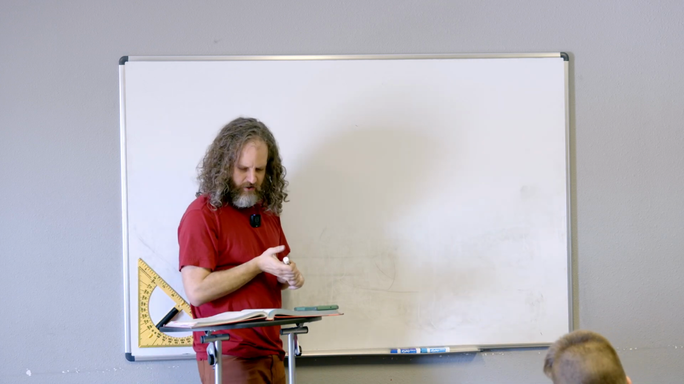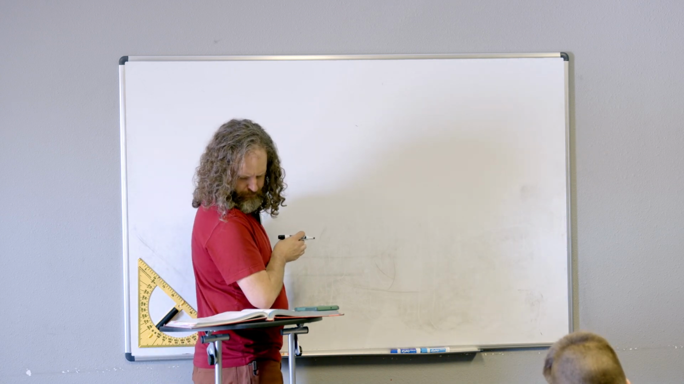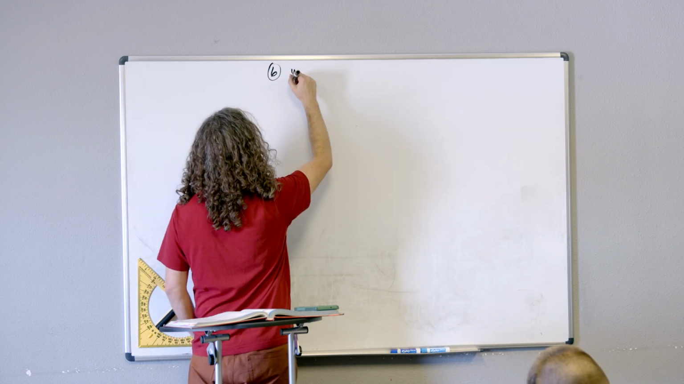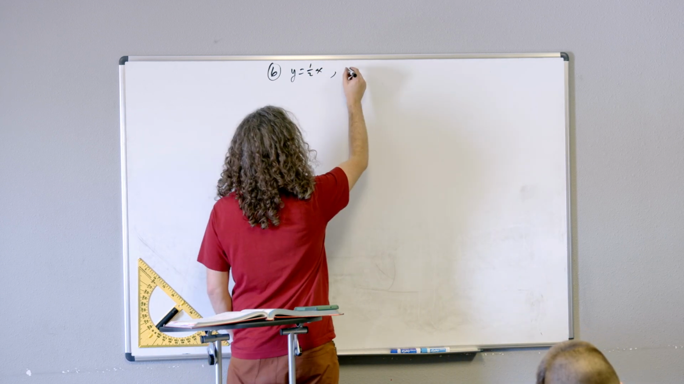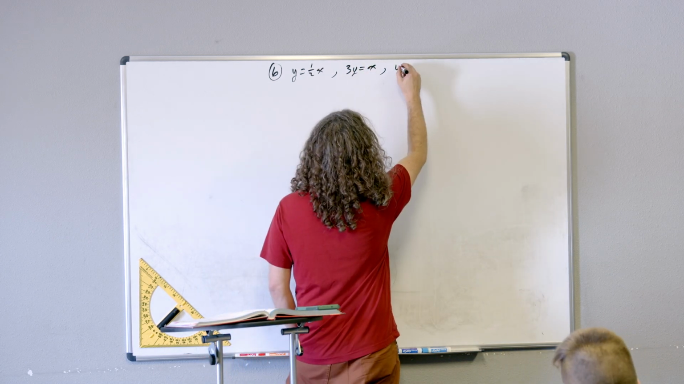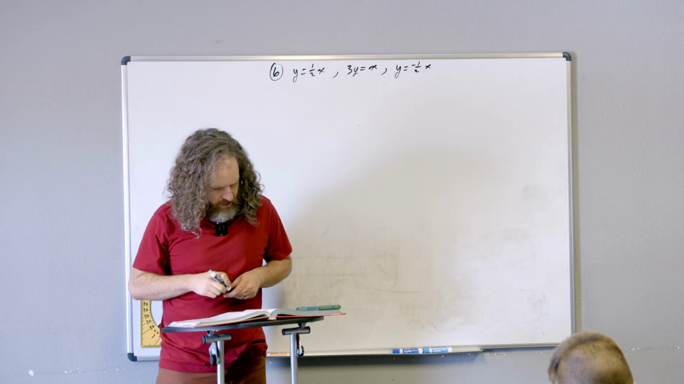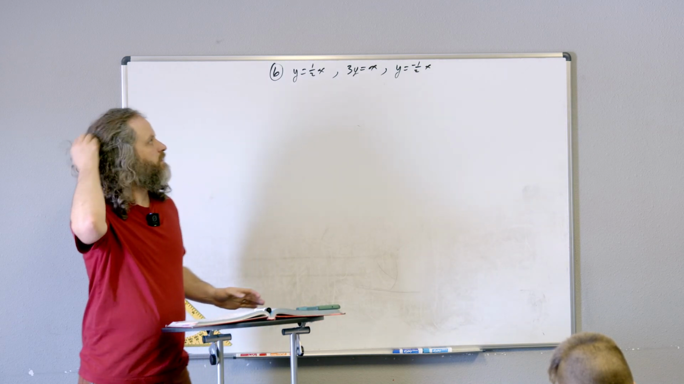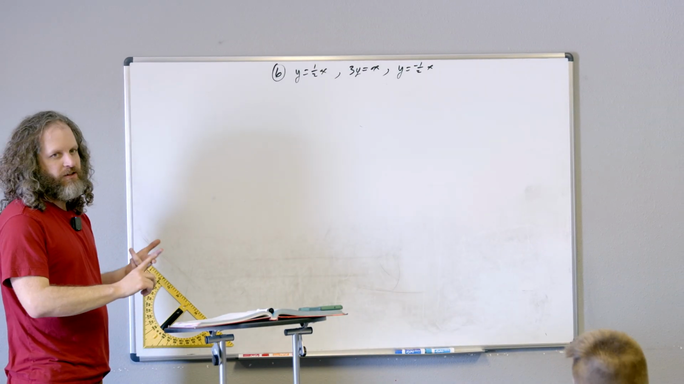Number 6. We're supposed to look at the lines. y equals 1/2 x, 3y equals x, and y equals -1/2 x. And we're supposed to tell whether they are parallel or perpendicular or not at all. What do we need to know about these 3 lines in order to tell whether they're parallel, perpendicular, or neither?